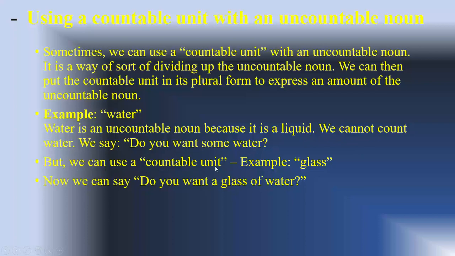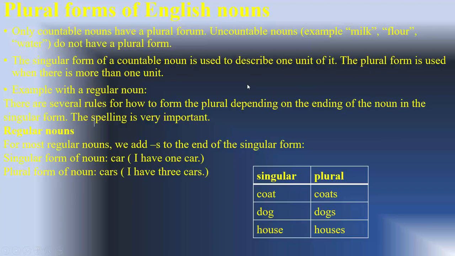But we can use a countable unit, glass. So we can say, do you want a glass? 2 glasses? Do you want 3 glasses of water? And so on. Put 3 glasses of water in the teapot. Only countable nouns have a plural form. Uncountable nouns, for example milk, flour, water, do not have a plural form.